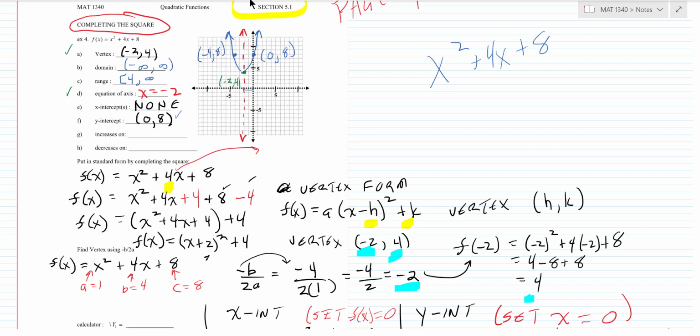So make sure that you have the bracket on the 4. 4 is included. Okay. How about increasing? Increasing is going to be from the low point forever to the right. So this part right here, I'll just highlight this part of the graph. That's where your increasing is.